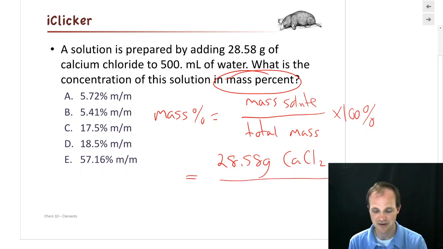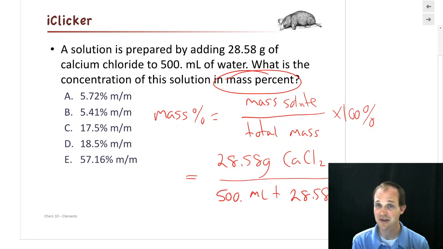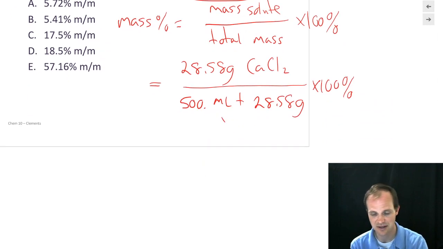And some people are going to be very tempted to write this out. I'm going to write it out wrong first. And they say 500 milliliters plus 28.58 grams. And it turns out the math in that case will serve you right. You'll get the right answer mathematically. But the problem is you can't add milliliters and grams.